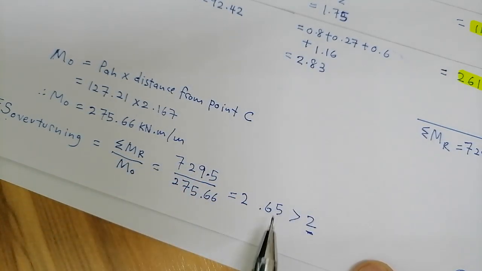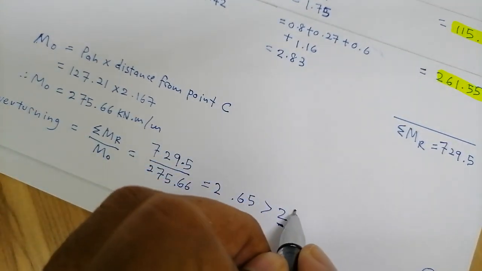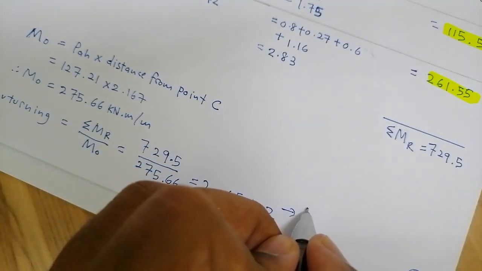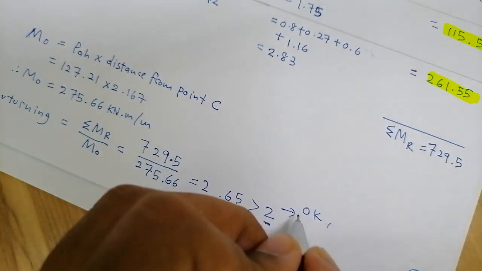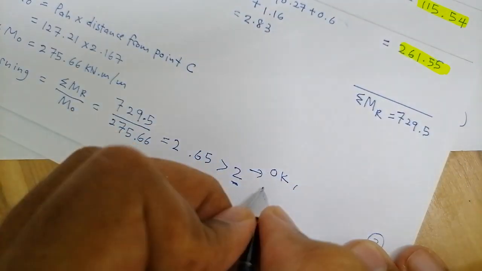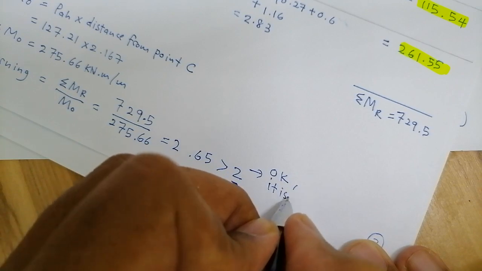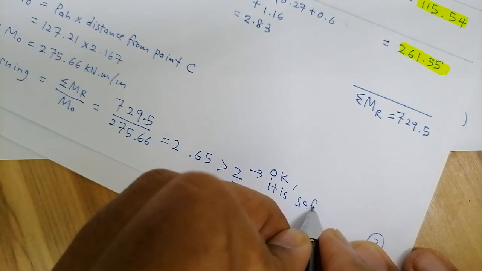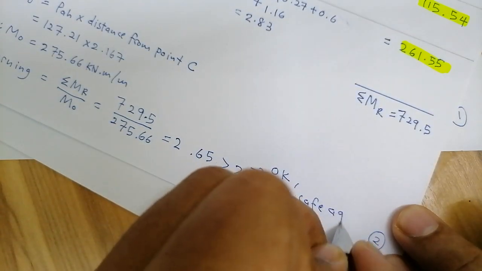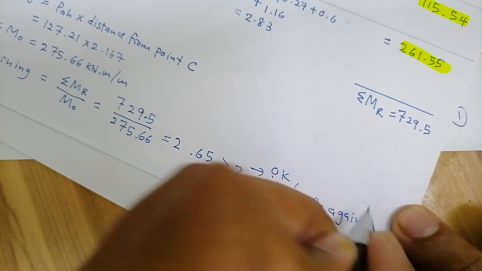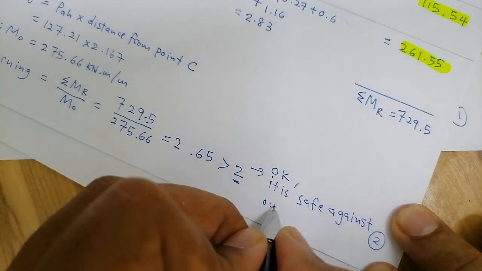All right. So therefore, you have to comment a bit. So the design is okay, and then you can write something like it is safe against, sorry, my bad handwriting, overturning.